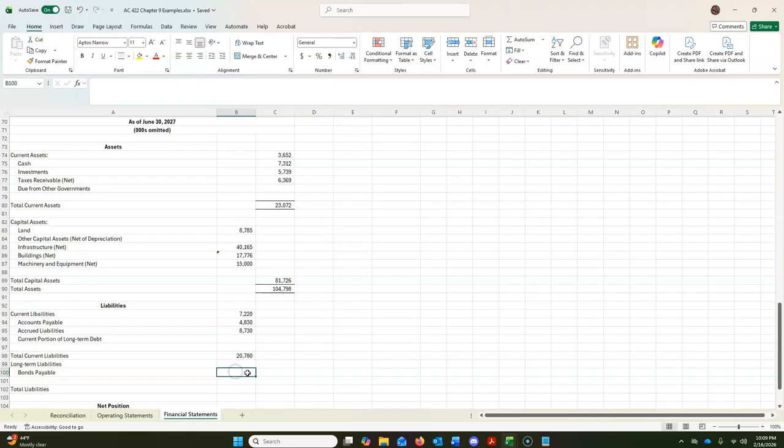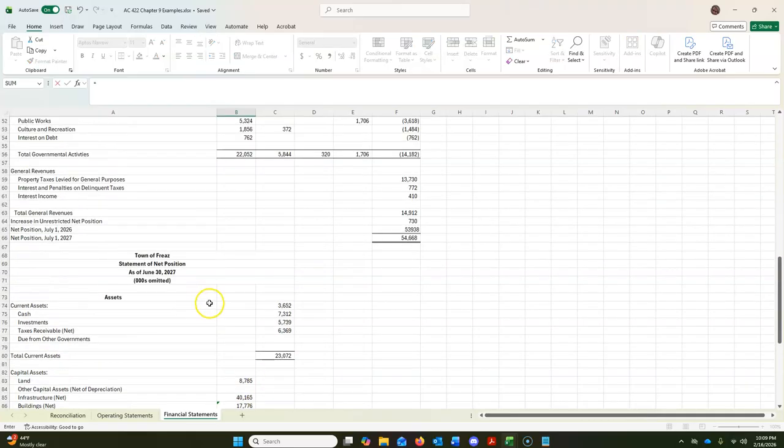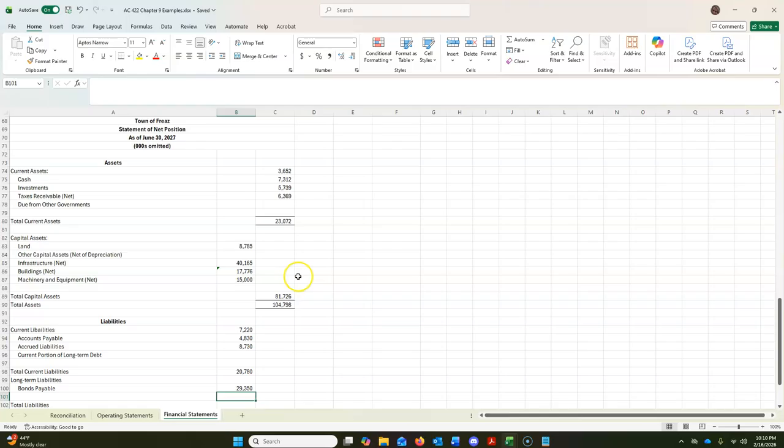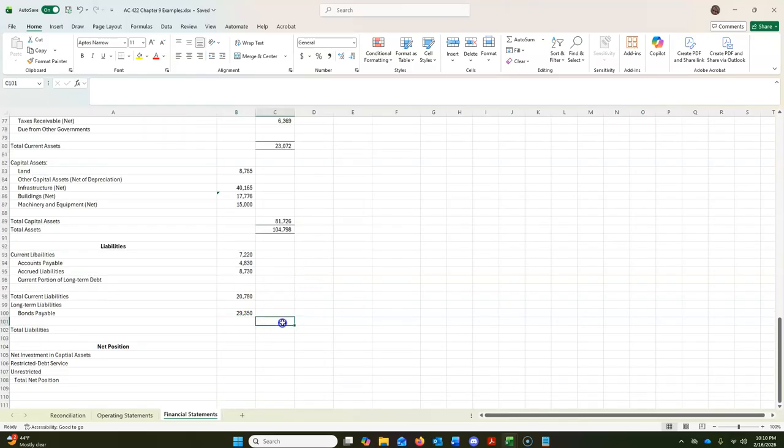And then my bonds payable. And we have bonds payable of $29,350. Okay, so my total liabilities, adding those numbers, formatting. Okay, so then now I have my net position amounts. So first I have my net investment in capital assets.